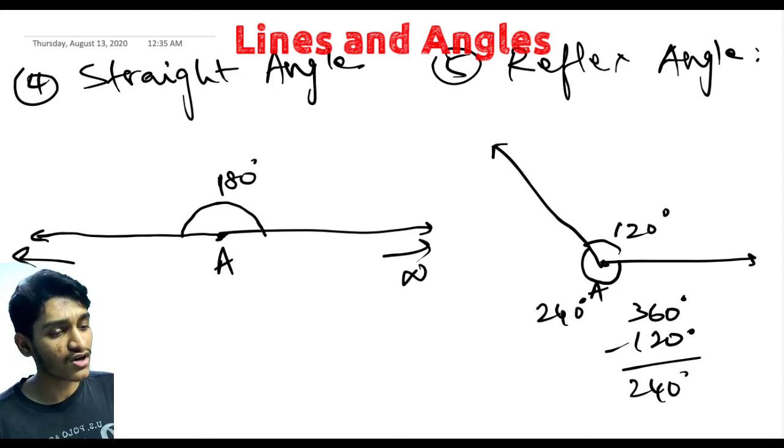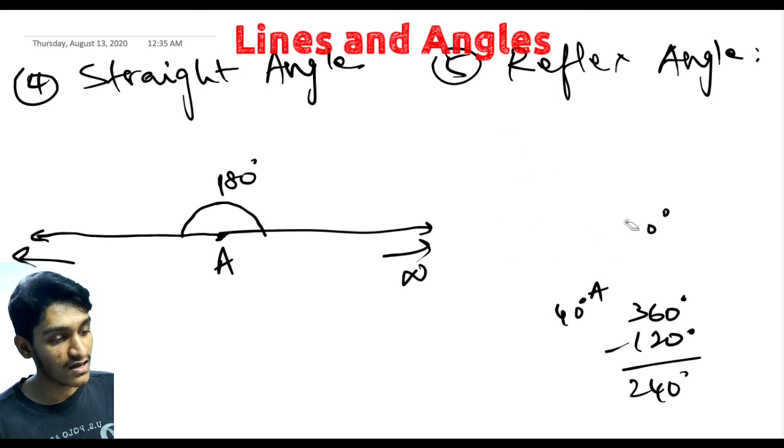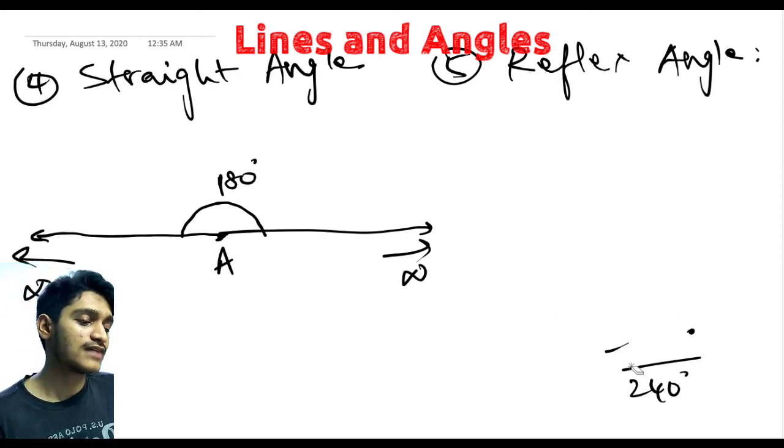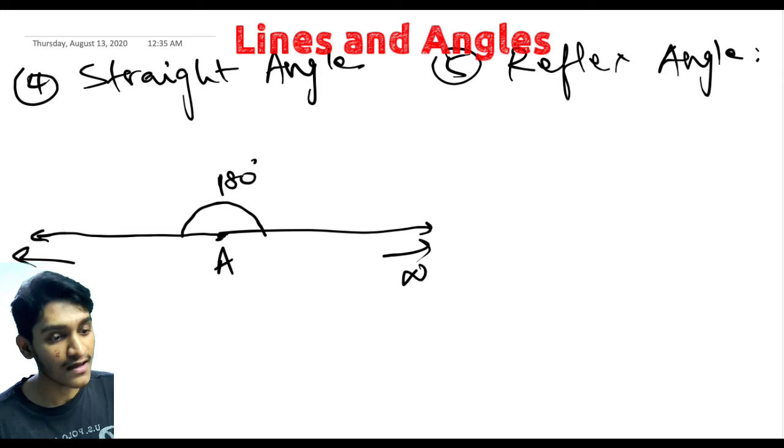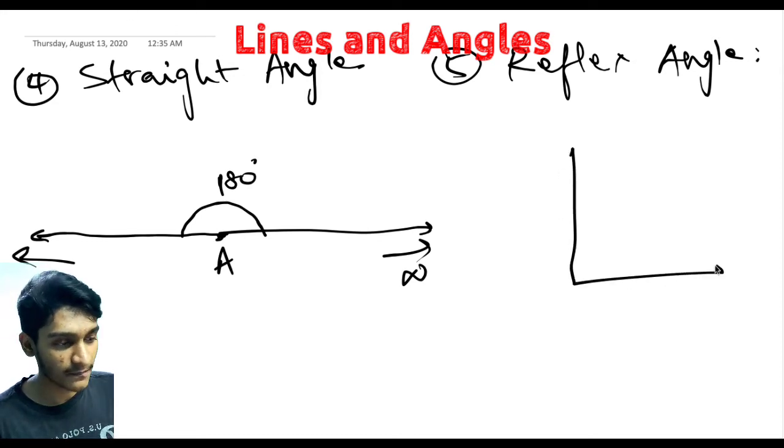Now the next case of reflex angle is something like this. You saw the acute angle as well as the obtuse angle reflex angle types. Now take the example of a right angle. Your right angle is something like this. This is your common vertex. This is your 90 degree right angle.